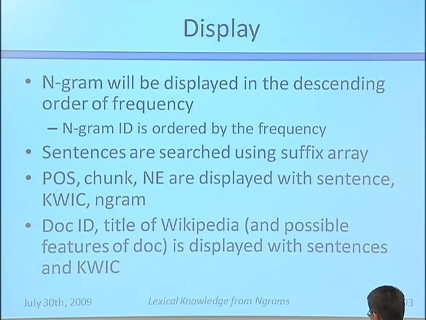And the last part is just display. So n-grams will be displayed in descending order of frequency. The trick is simple: n-gram ID is ordered by frequency, so it's quick. And sentences are searched using a suffix array, just simple. And POS chunks and so on are displayed with the sentence, keyword index, and n-gram display. And the document ID or title of the Wikipedia article, and possibly some features of the document, can be displayed too.